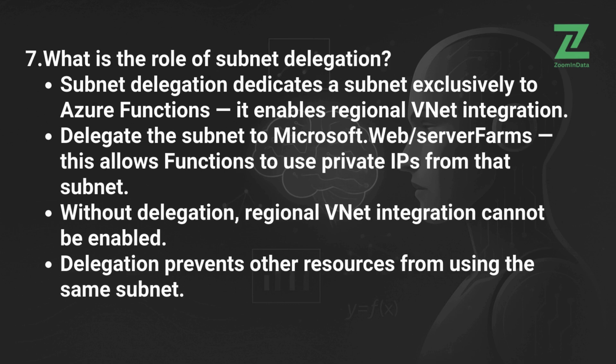What is the role of subnet delegation? Subnet delegation dedicates a subnet exclusively to Azure Functions. It enables regional VNet integration. Delegate the subnet to Microsoft Web Server farms. This allows functions to use private IPs from that subnet. Without delegation, regional VNet integration cannot be enabled. Delegation prevents other resources from using the same subnet.